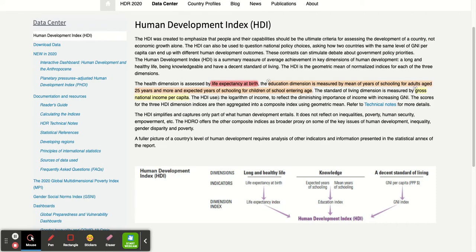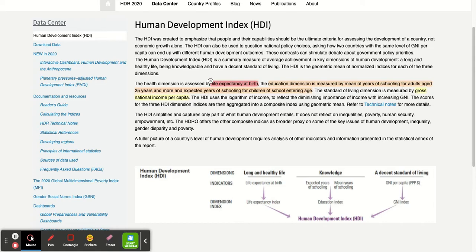The first one is life expectancy. That is how long people will likely live for in a particular country. The second point is an educational dimension, whereby we are measuring the mean years of schooling for adults, so the average number of years spent at school for people aged 25 years and more, and also the expected years of schooling for children of school entering age. So we're looking at the level of education, the amount of education students get when they're at school. And so this is the key part of the Human Development Index.